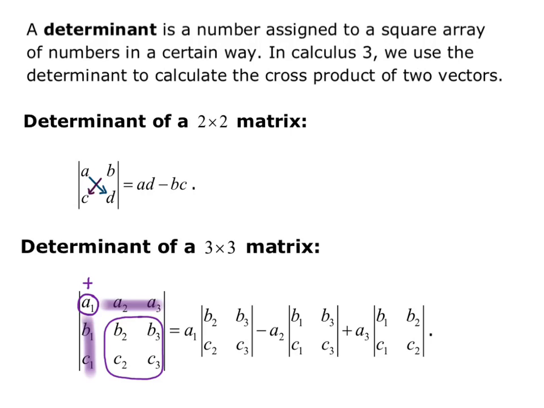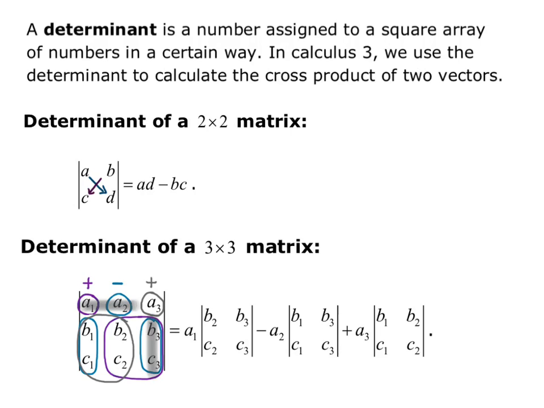Now we expand to A2, and we use the opposite sign. So it's minus A2 times the matrix that results when we eliminate the row and column that A2 sits in. So what we're left with is the 2 by 2 matrix B1, B3, C1, C3. Next we expand to A3, and we're back to addition, plus. We eliminate the row and column that A3 sits in, and we're left with the 2 by 2 matrix B1, B2, C1, C2.